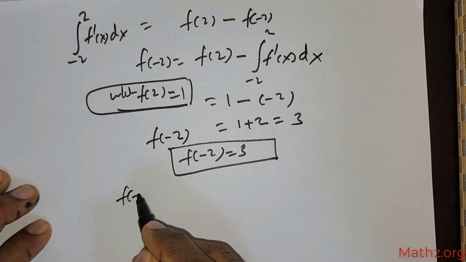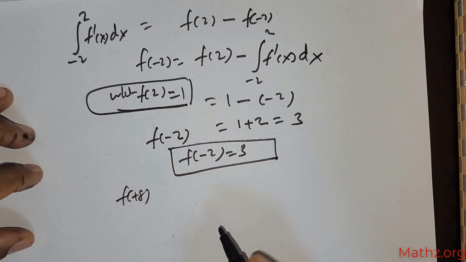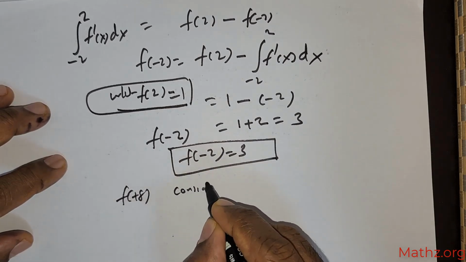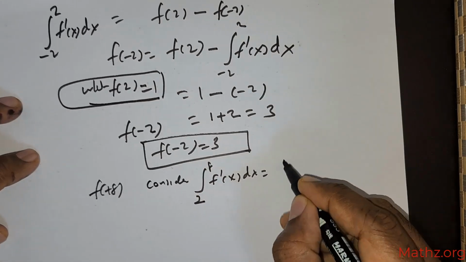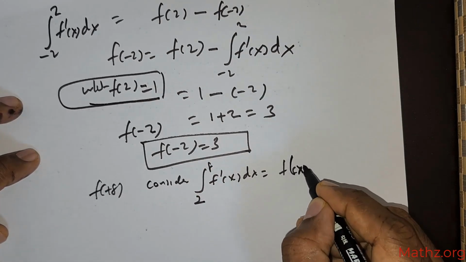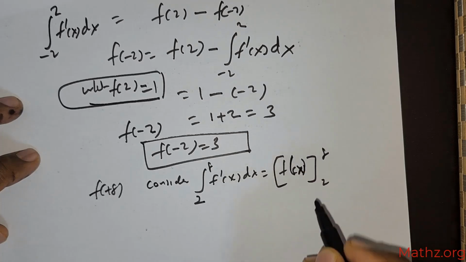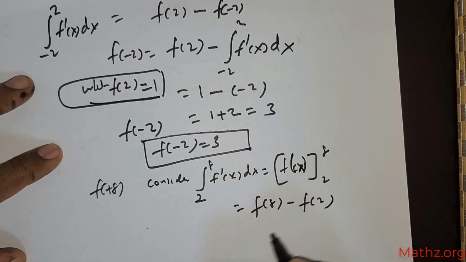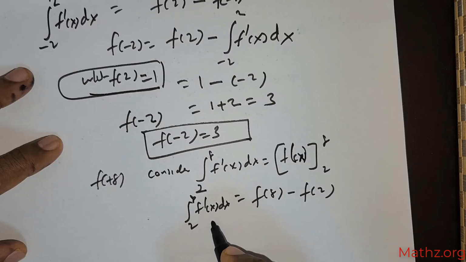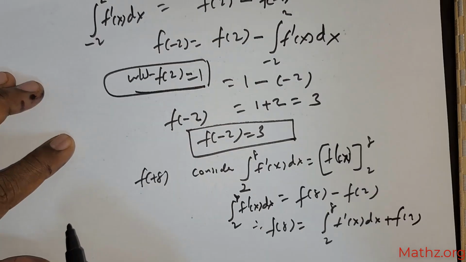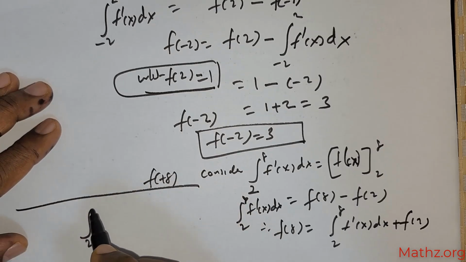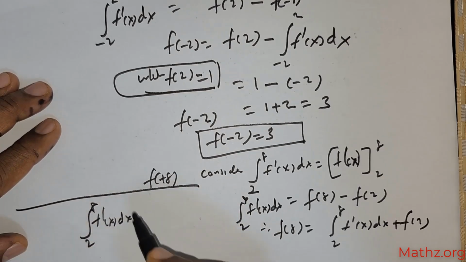Now we need to get the value of f of 8. For that we would consider the integral from 2 to 8 of f dash of x dx, which is f of x with limits 2 to 8, equal to f of 8 minus f of 2. On the left we have the integral from 2 to 8 of f dash of x dx. We need f of 8, so f of 8 is equal to the integral from 2 to 8 of f dash of x dx plus f of 2. Now what is the integral from 2 to 8 of f dash of x dx? This is nothing but the area under the curve.